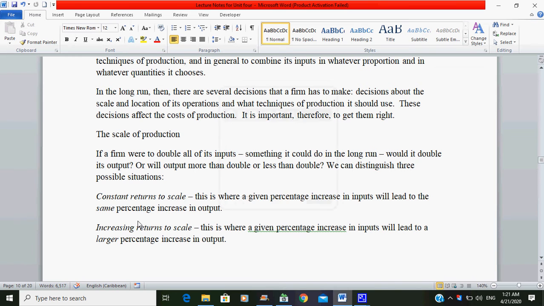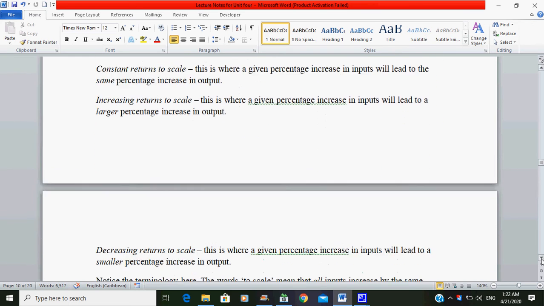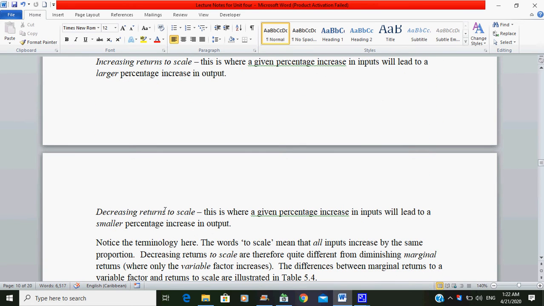The next possible situation is increasing returns to scale. This is where a given percentage increase in inputs will lead to a larger percentage increase in output. Next one now is decreasing returns to scale. This is where a given percentage increase in inputs will lead to a smaller percentage increase in output.